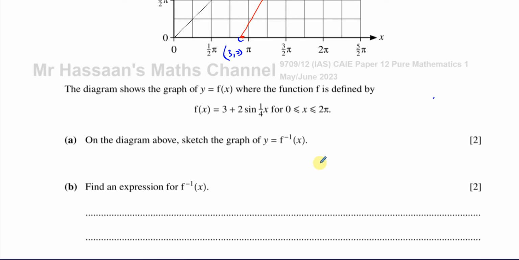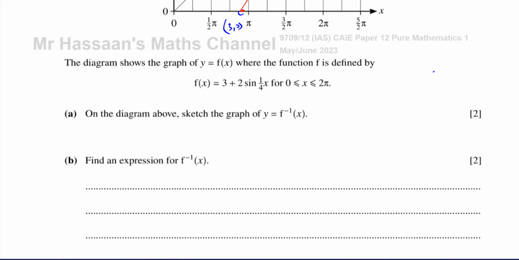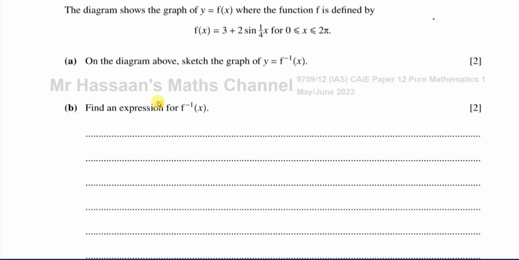Now it says find an expression for the inverse function of f. So what I'm going to do now is take our original function, f of x equals 3 plus 2 sine of a quarter x, and I want to find the expression for the inverse function. They're not telling us to find the inverse function. They're not telling us to write down the domain of the inverse function. They're only telling us to write down an expression for it.